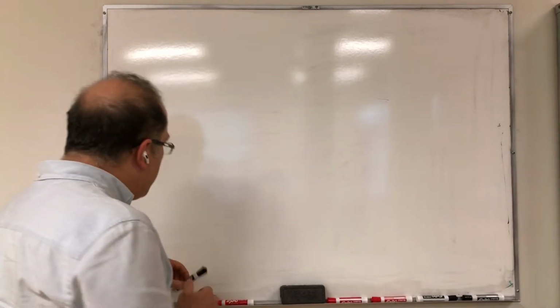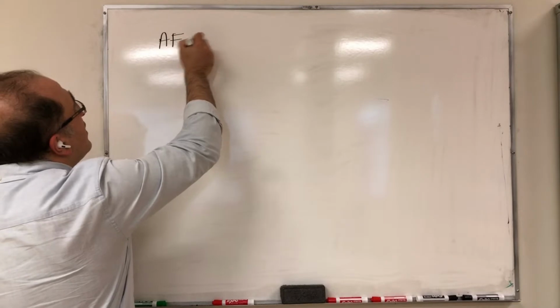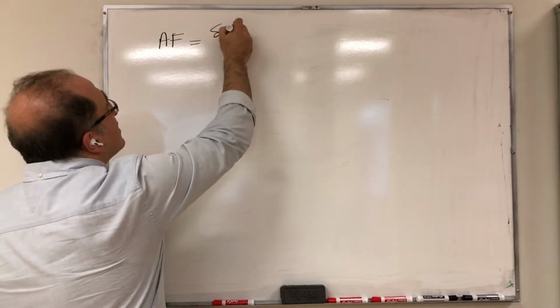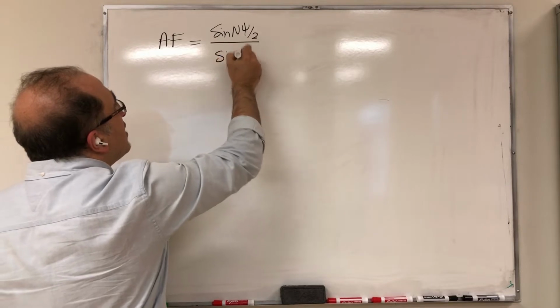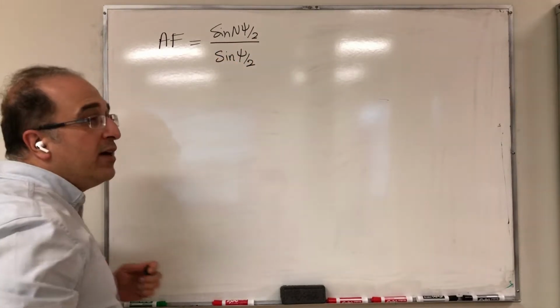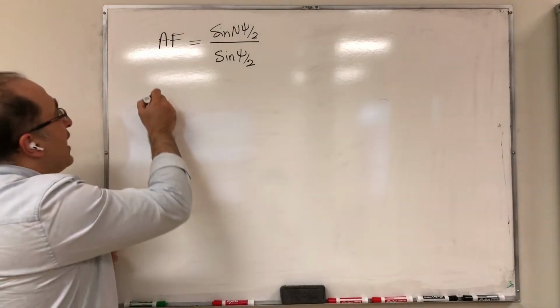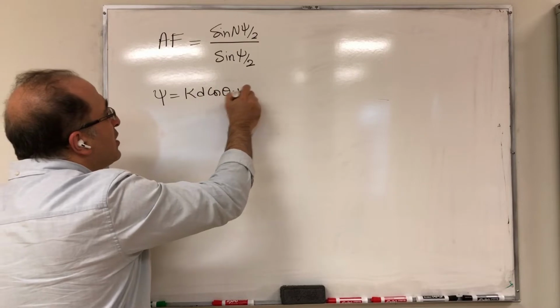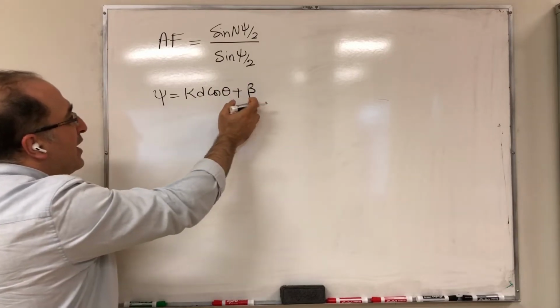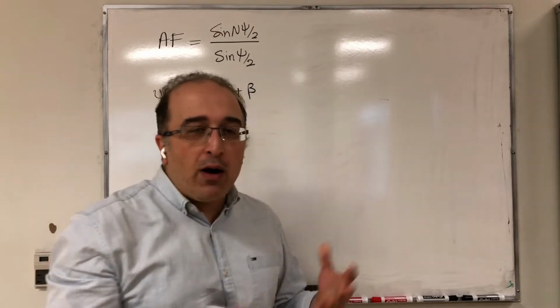The way that it's derived is that, if you remember, our array factor can be expressed as sine of N psi divided by 2, divided by sine of psi divided by 2, where capital N is the total number of antennas and psi was kd cos theta plus beta. That's our electric phase, and that's the phase due to distance. So we know our array factor.